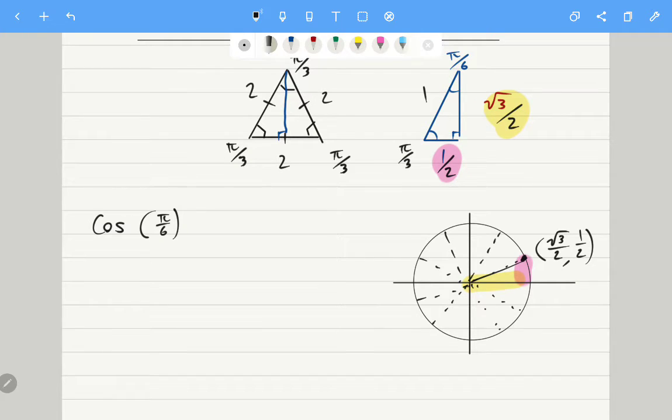That's the point. And since we're interested in cosine, cosine's interested in the x-coordinate. The x-coordinate is then root 3 on 2. And we're done. Let's try a different one. Sine of pi on 3.